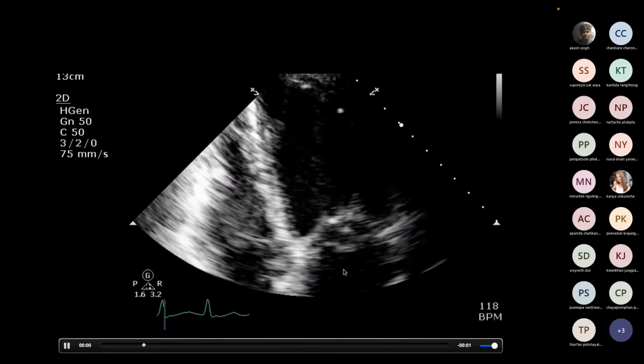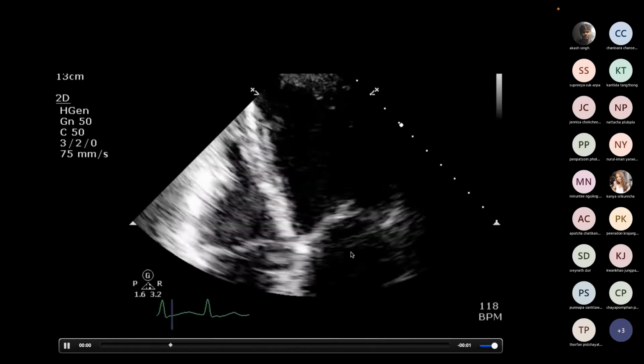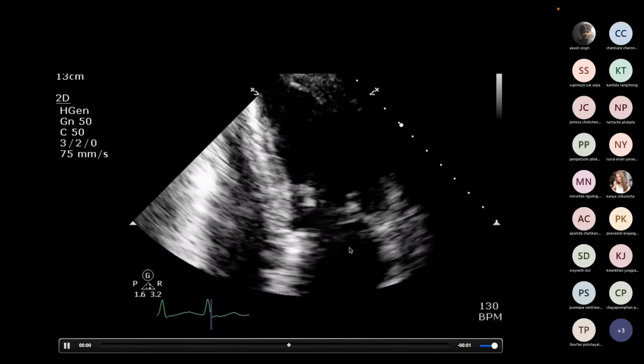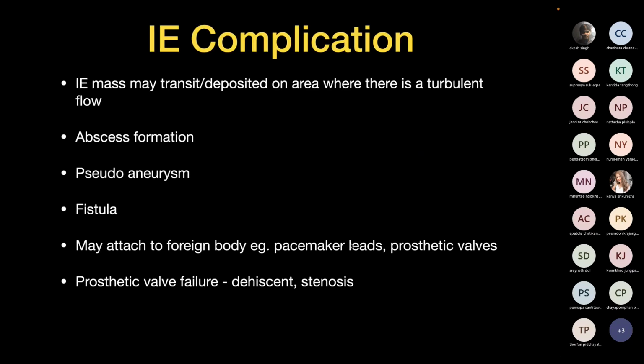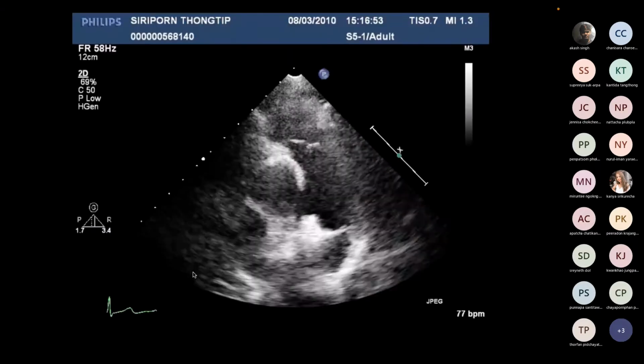This is still the same case, and now it's a full chamber view. You can still see a little mass here. So now that you know how to identify the mass, we need to know how to identify the complications as well, because not everyone will show up to the doctors right away, right? Complications tend to happen when they leave it for too long. So other than the mass that travels elsewhere, like causing Janeway spots and Osler and Roth spots, it can cause abscess and pseudoaneurysm and other things that I mentioned.